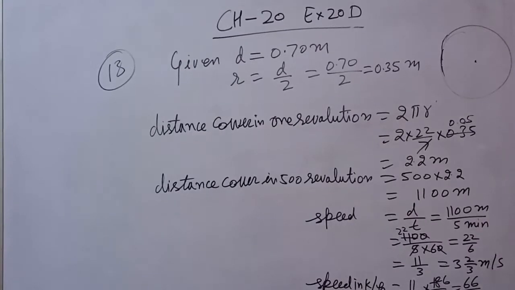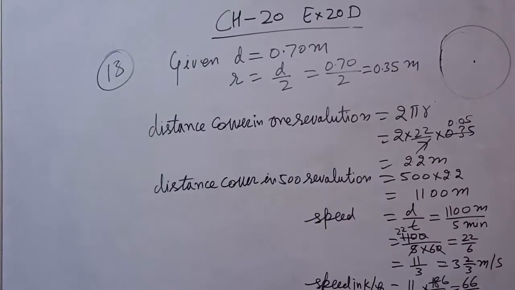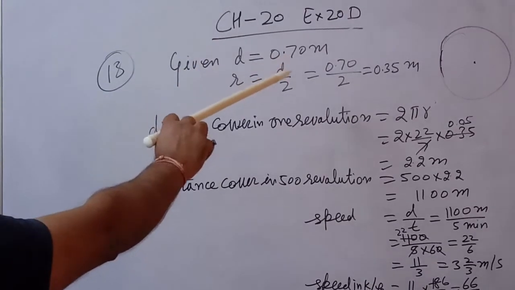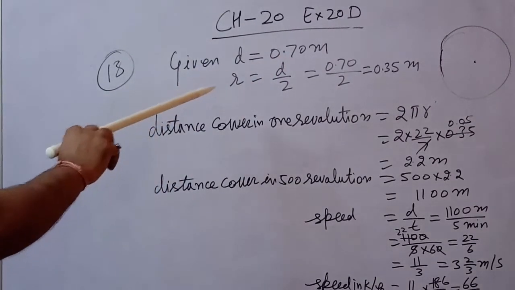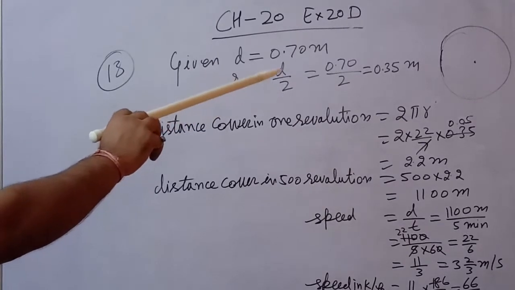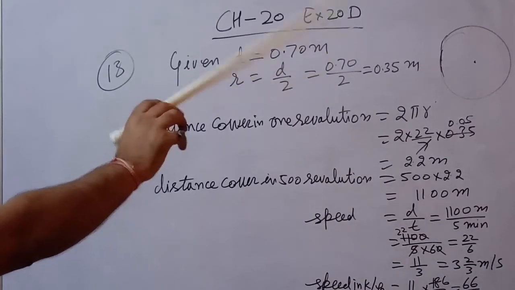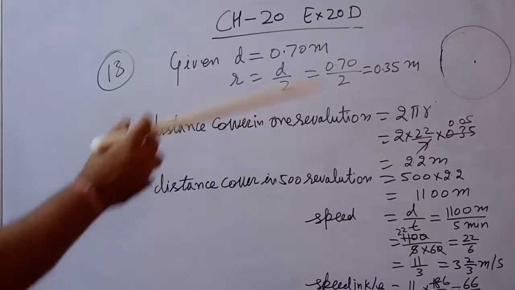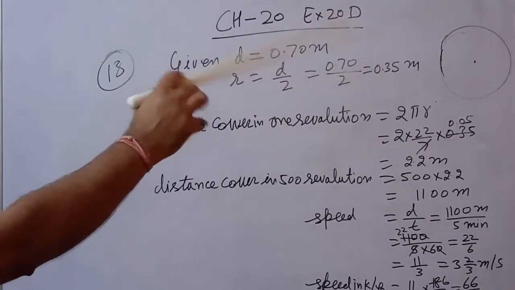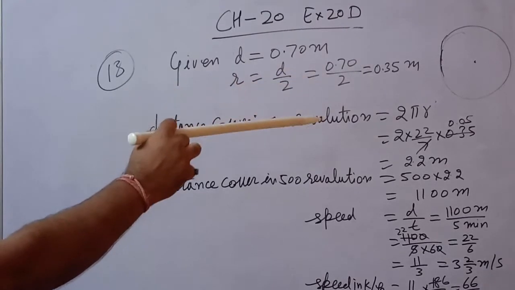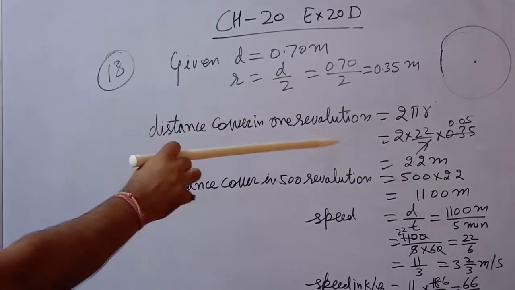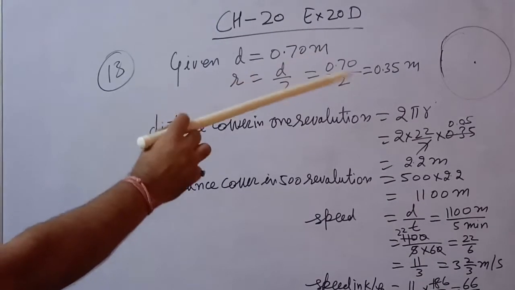Children, I am taking question number 13, in which given diameter of the wheel of a car is 0.70 meter, and you know all radius equal to d upon 2, that is 0.70 upon 2, that is 0.35 meter. So distance covered in one revolution will be its circumference, that means 2 pi r. So 2 into 22 upon 7 into 0.35, the radius of the wheel.